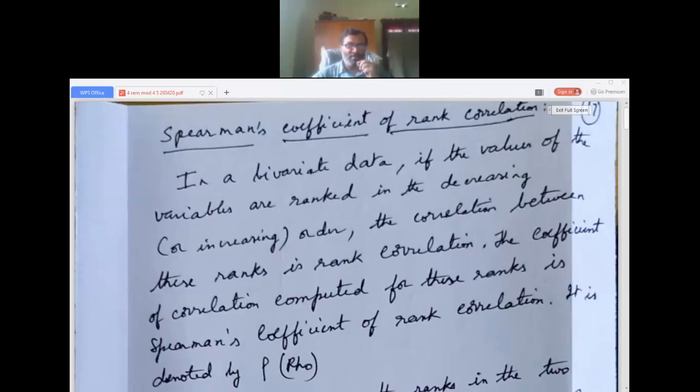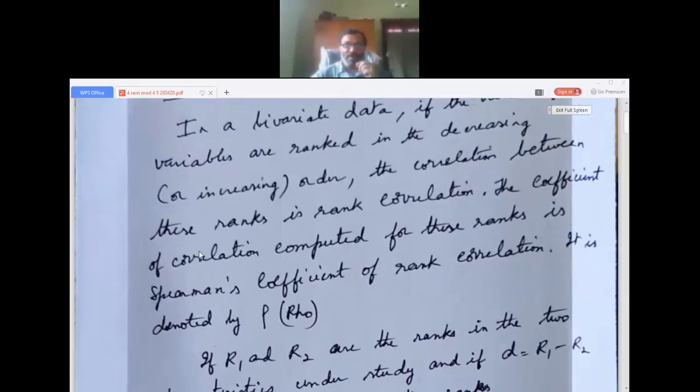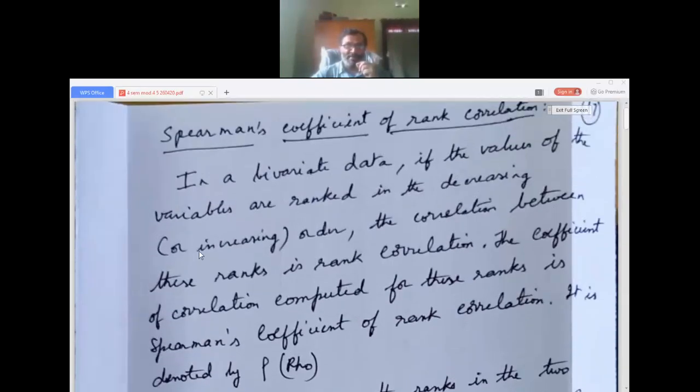First I'll discuss the theory behind that. Theory questions will not come in the exam, only problems. In bivariate data, variate means variable and bi means two. So in two variables, the values of the variables have to be arranged either in increasing or decreasing order.